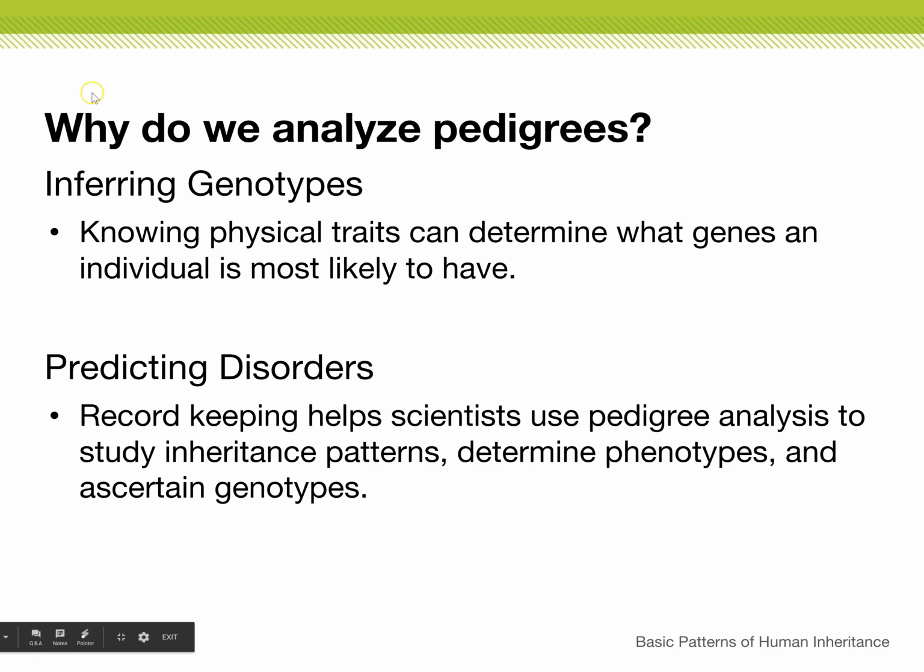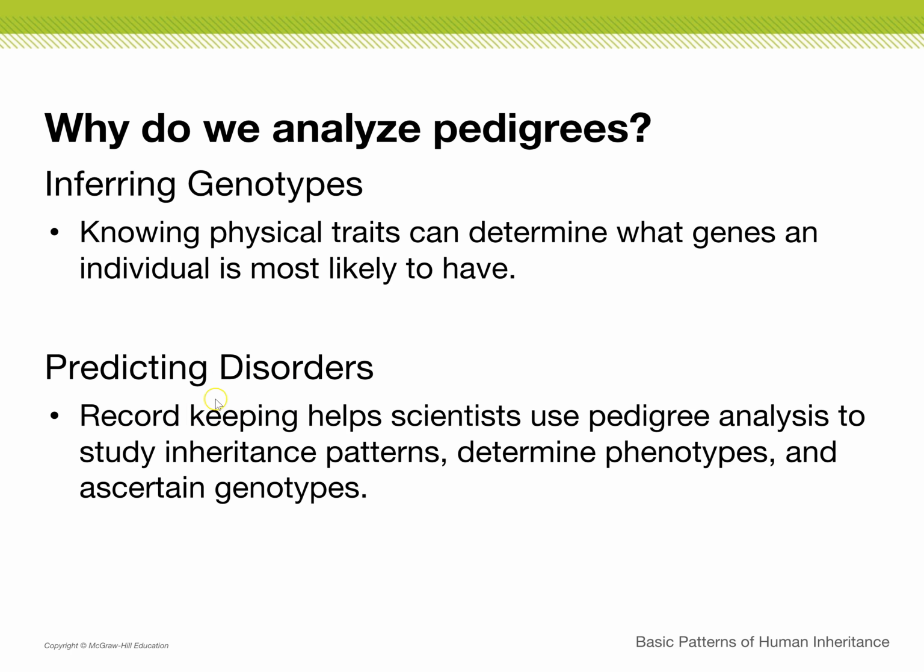All right, so why do we analyze these pedigrees? Well, knowing physical traits can help us determine what genes an individual is most likely to have. So we can infer what certain genotypes would be. So in other words, if I know my genotype and my husband's genotype, then we might be able to tell what our kids will be for that trait. We could at least tell what the chances of our children having a certain disorder are.